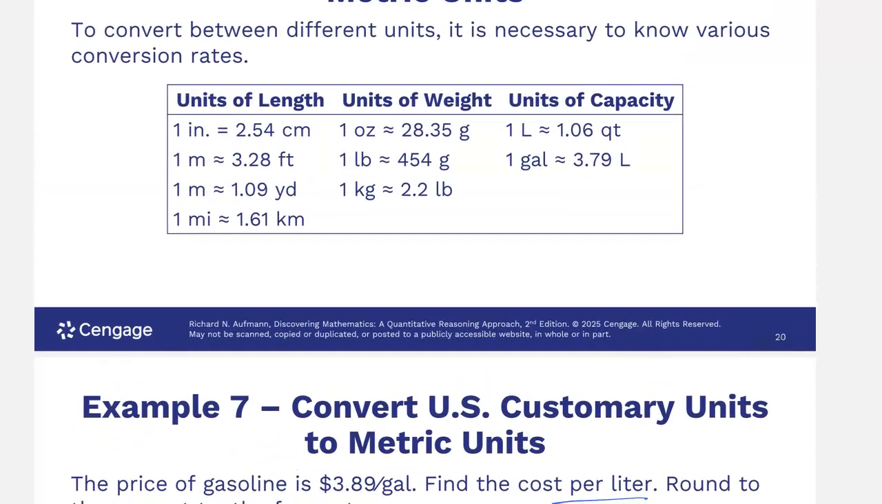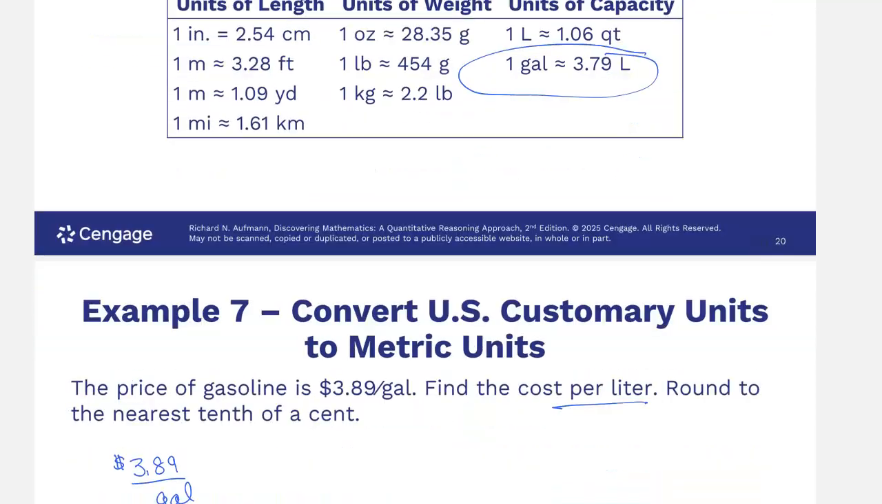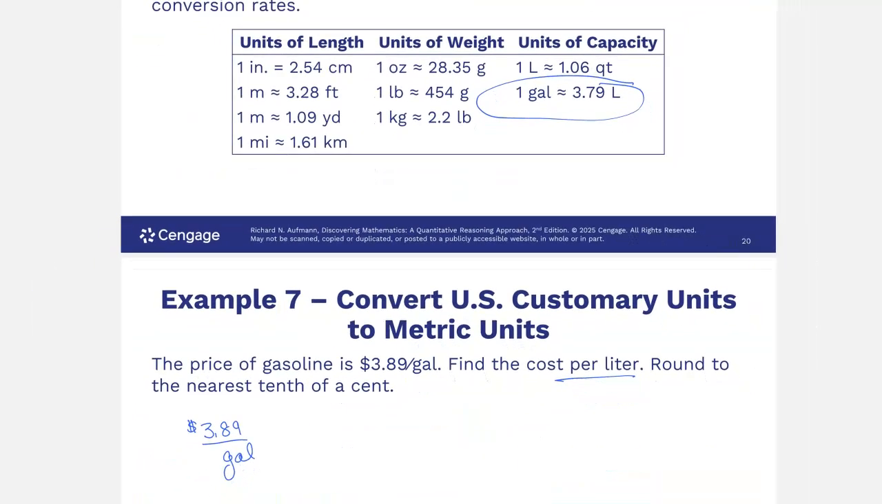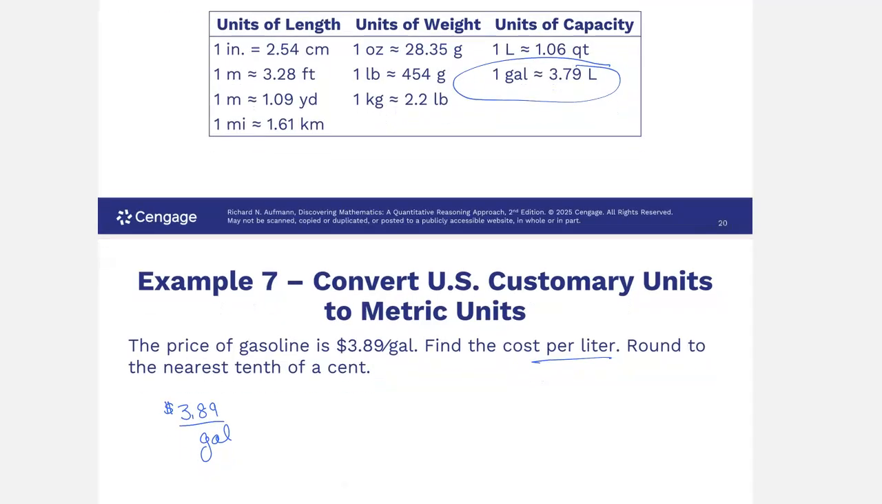So there are 3.79 liters in 1 gallon. So let me make this smaller so we can see everything on one screen. So I want to cancel gallons. So I'm going to use gallons since this is on the bottom. Gallons needs to be on the top. That means liters are going to be on the bottom. And I'm just going to put those numbers in the right places. I've got 1 gallon and I've got 3.79 liters.